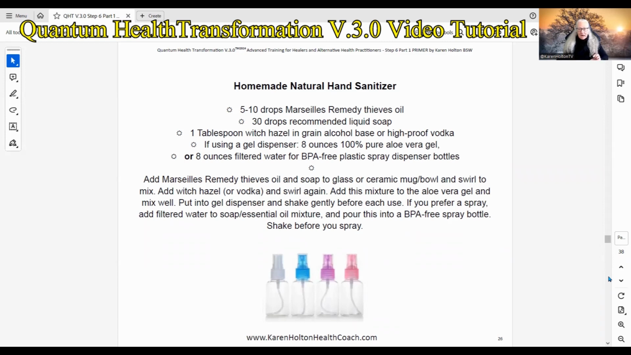I buy those little tiny bottles and then I keep one in my purse, one in my backpack. Whenever I need it, it's handy and it works just as well. It's amazing.